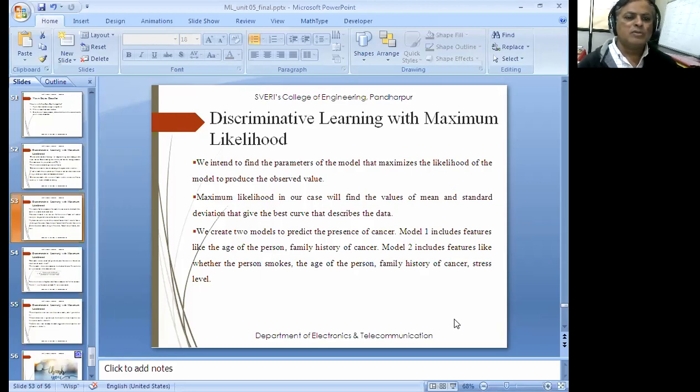We create two models to predict the presence of cancer. अब एग्जाम्पल लेते हैं कि कैसे मैक्सिमम लाइक्लीहुड काम करता है. So we are going to have two models to predict the presence of cancer.